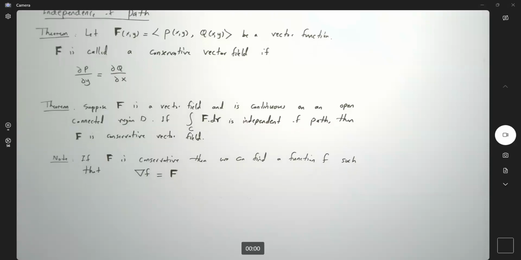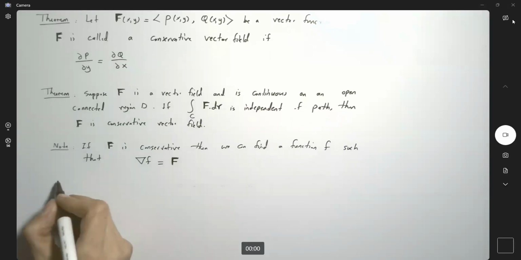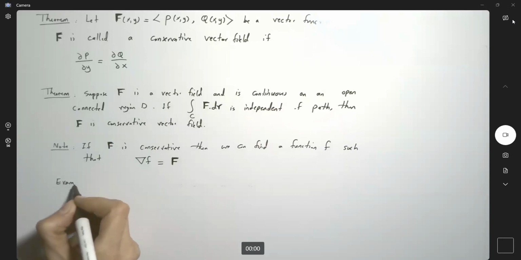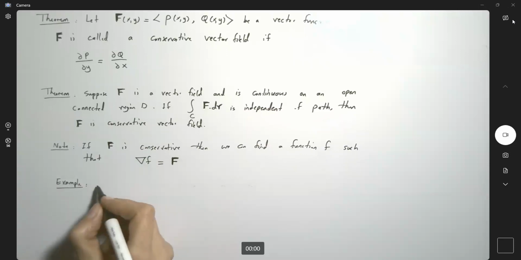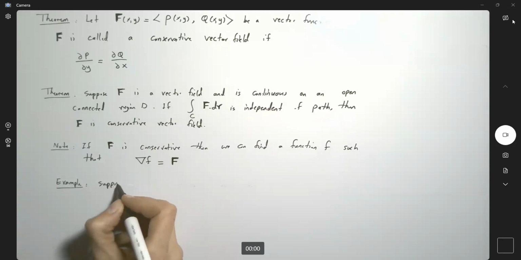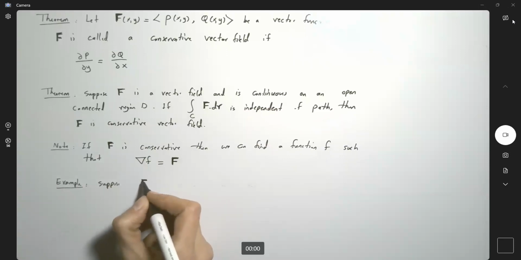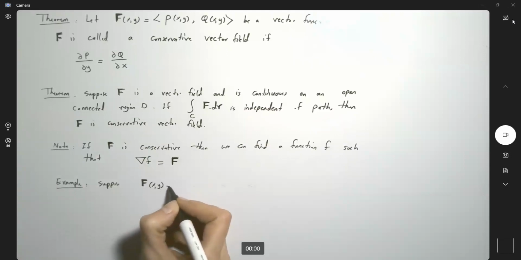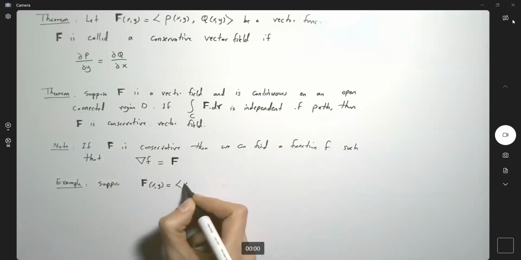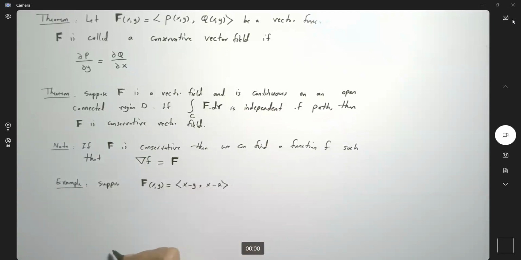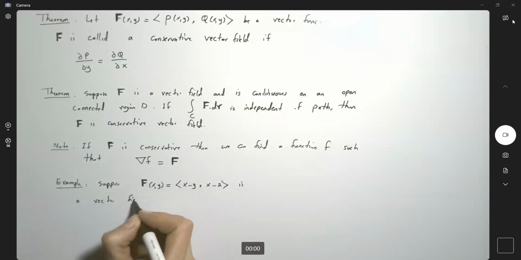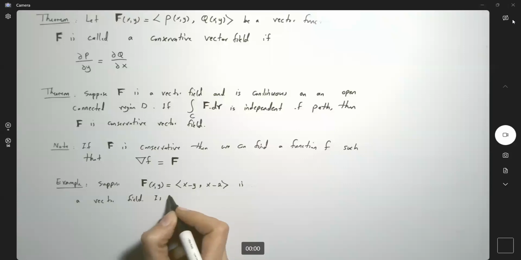Let's take a look at one example here. This example says, well, do we have a conservative vector field or not? Suppose you have F of x and y equals, the very first component is x minus 5, and the second component is x minus 2. Suppose this is a vector field. Is it conservative?